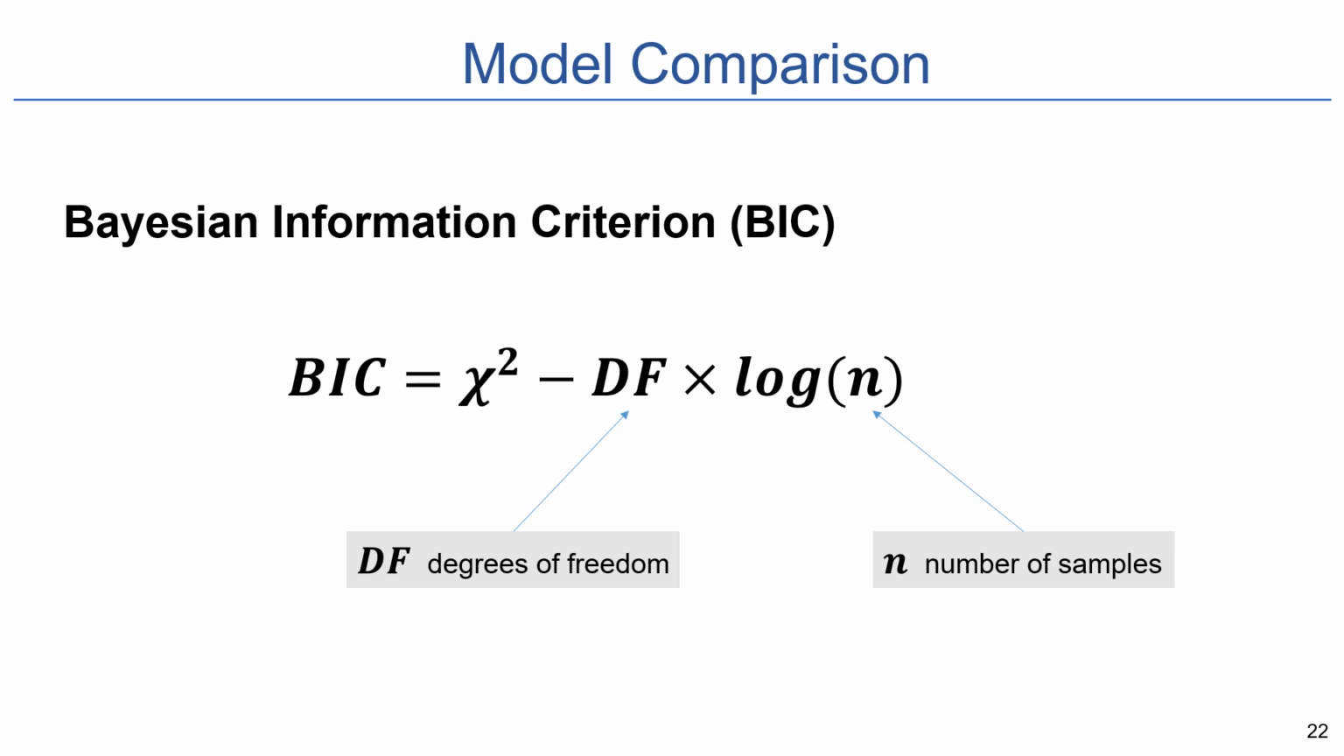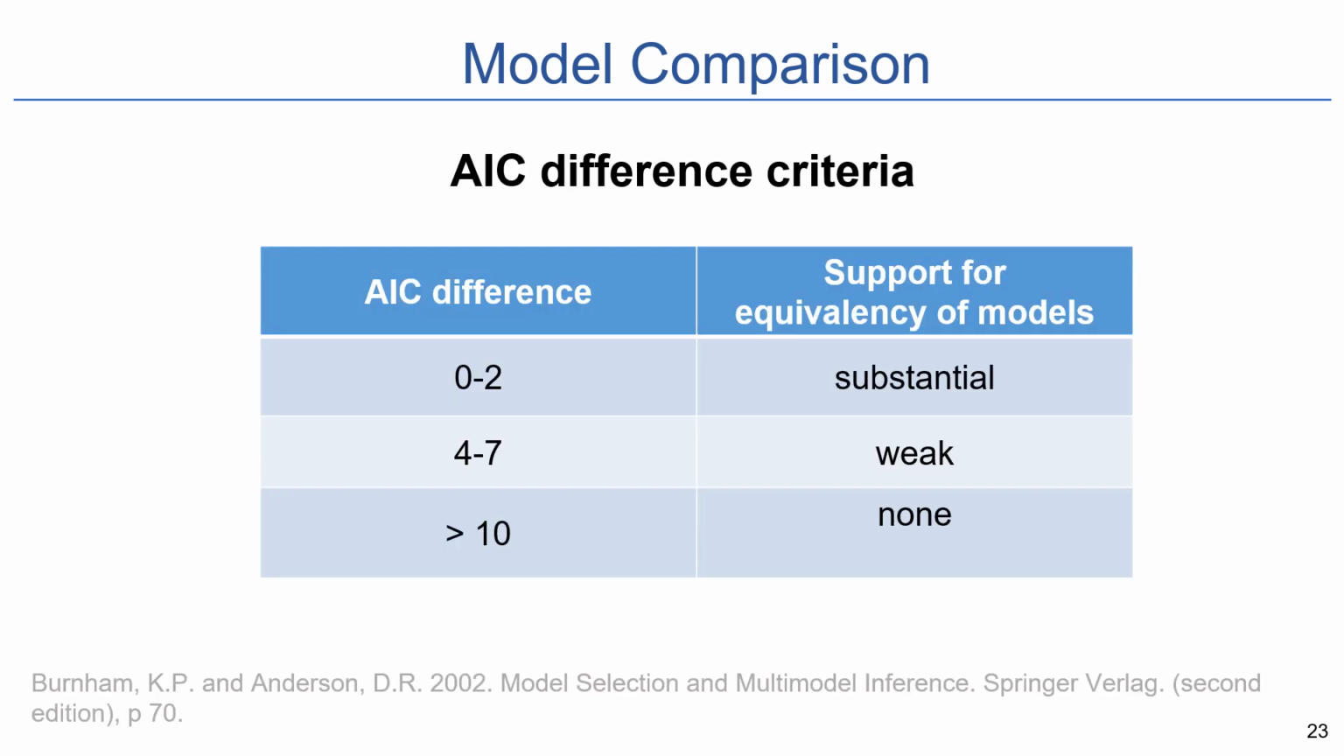Also, we can use the Bayesian information criteria, and the formula you can see here, it includes model fit, degrees of freedom, and is also corrected for the number of samples. And whether we use the AIC or AIC corrected for sample size or BIC, the guidelines for the simple interpretations are the same as shown here.